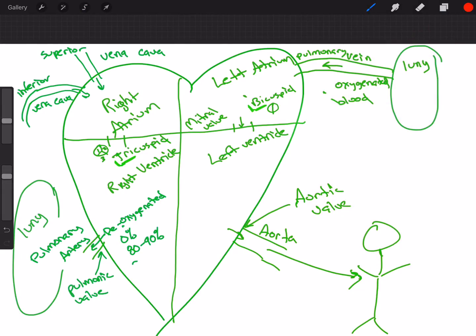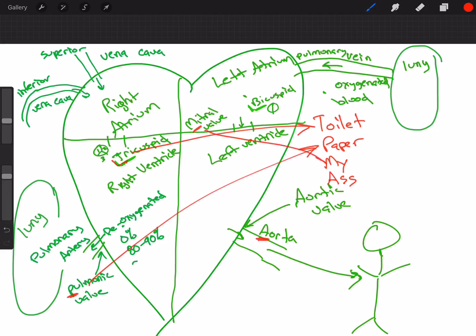Okay, so the other way that people remember the valves in order is they'll remember this saying, toilet paper my ass. So the valves, you've got the tricuspid valve, you've got the pulmonic valve down here in the bottom left, you've got the mitral valve, that's the M, and you've got the aortic valve. So you got toilet paper my ass.